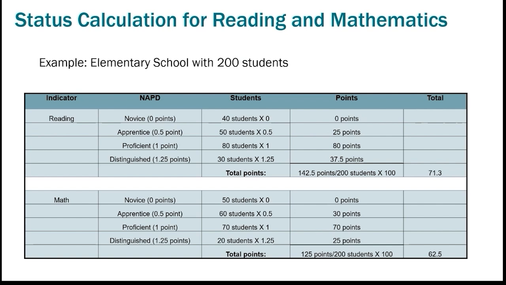We do the same thing for mathematics, completing that same process. We add all the NAPD points together, which gives us 125, which we then divide by the number of students, 200, and multiply that answer by 100, which gives us the status score for mathematics, 62.5.